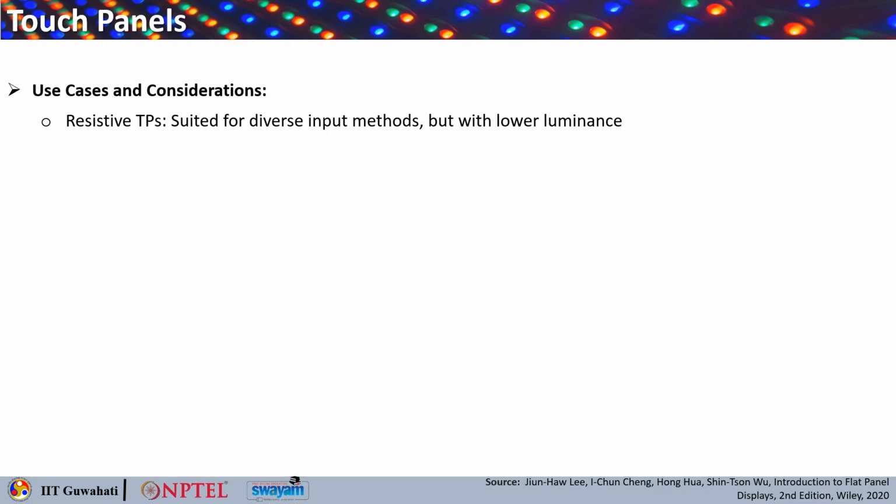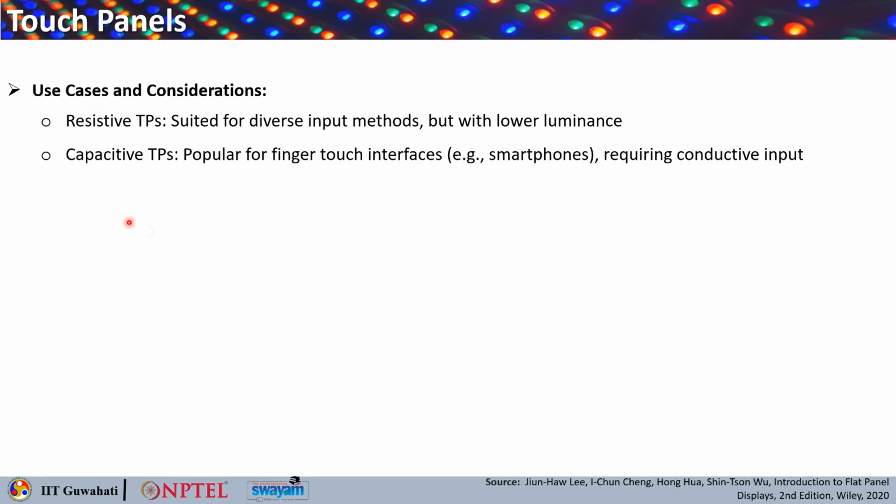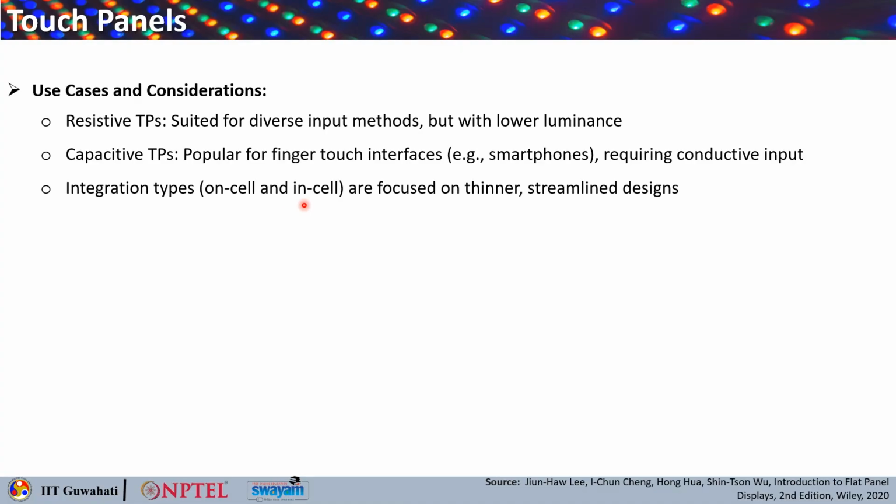So, what are the use cases of different touch panels? We understood that resistive touch panels are suited for diverse input methods, but they provide lower illuminance. Capacitive touch panels are popular for finger touch interfaces, something like smartphones, but you need to remember that you require a conductive input. And for integration, on cell or in cell are focused mainly towards thinner, streamlined design, so that the overall device thickness becomes thin, lightweight and flexible.